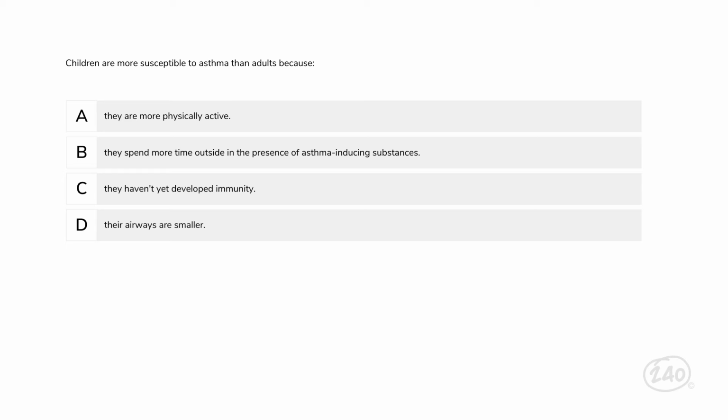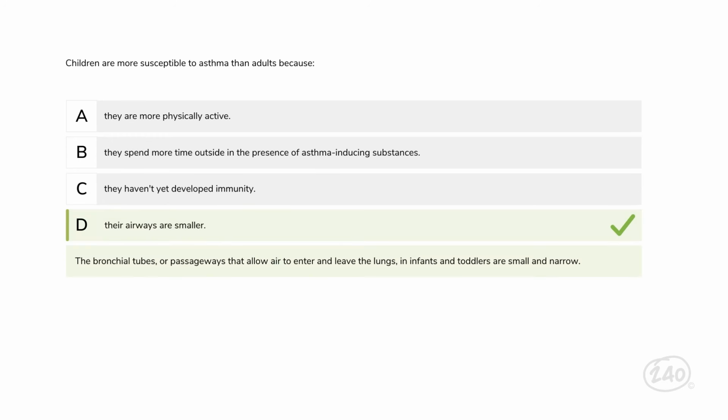Now let's answer a question about health. Children are more susceptible to asthma than adults because, well, although physical activity might bring on an asthma attack, increased physical activity does not result in development of asthma, so this is not our answer. Increased time outside also does not result in development of asthma, so we can eliminate this one. People do not develop immunity to asthma, so this is not the one we want either. Infants and toddlers' bronchial tubes, or passageways that allow air to enter and leave the lungs, are small and narrow, making this our correct answer.